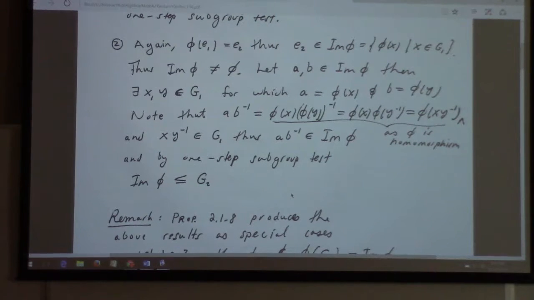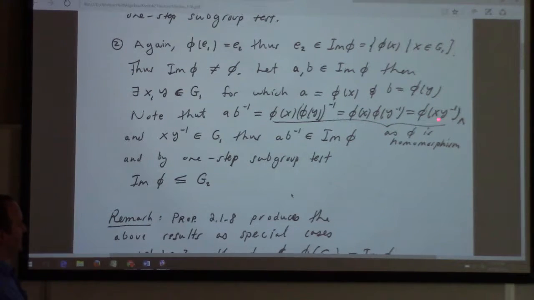Now part 2. To show that the image is a subgroup, notice that it's non-empty because the identity maps to the identity, so the identity is in the image. If I pick A and B in the image, that means there are some x and y in the domain which map to those. So if I look at AB inverse, that's phi of x times phi of y inverse, which is phi of x times phi of y inverse, which is phi of x y inverse because of the homomorphism property of phi.